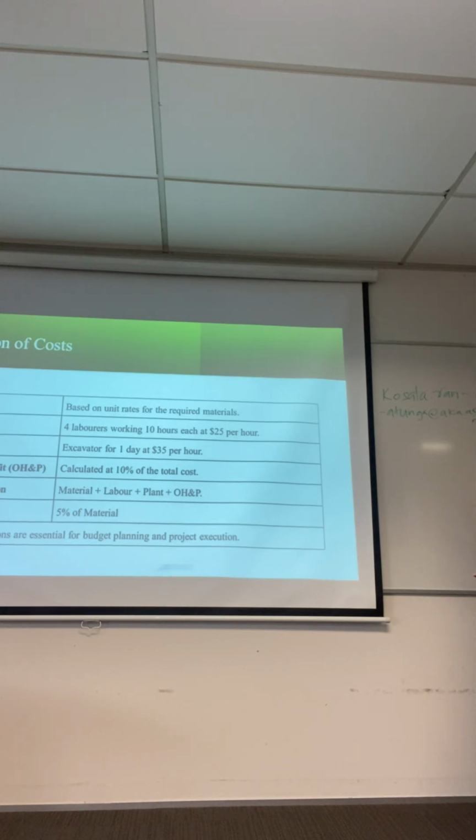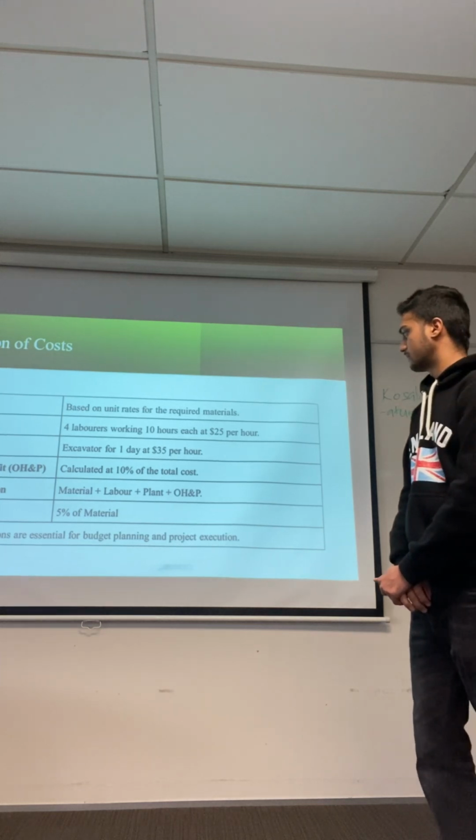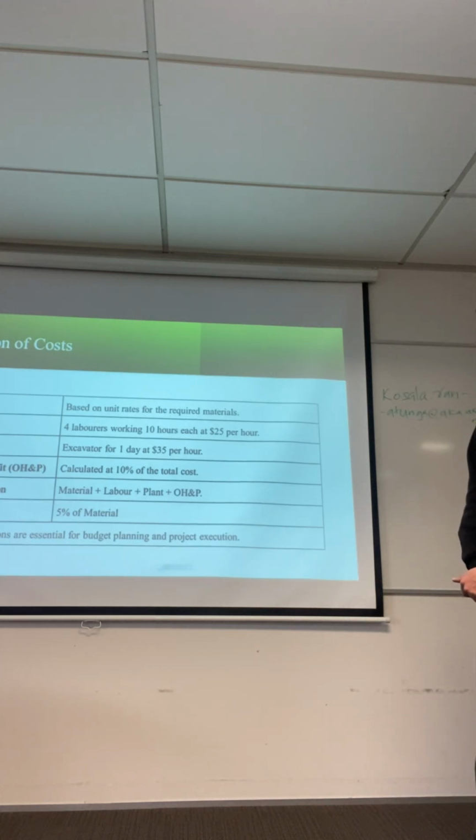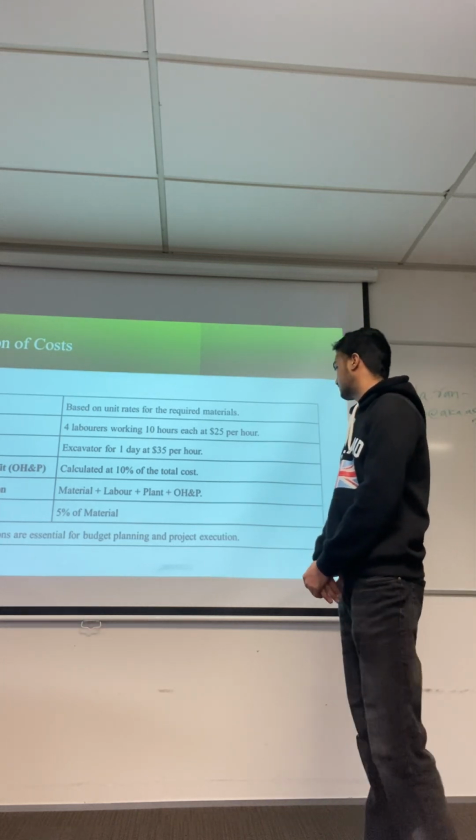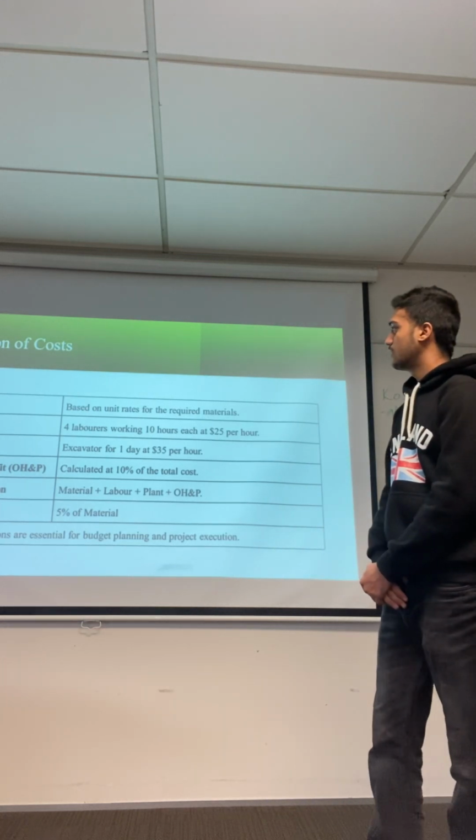And total cost calculation: material plus labor plus plant plus overhead profit. And fifth is wastage, 5% of material. Accurate cost calculations are essential for budget planning and project excavations. Next slide.